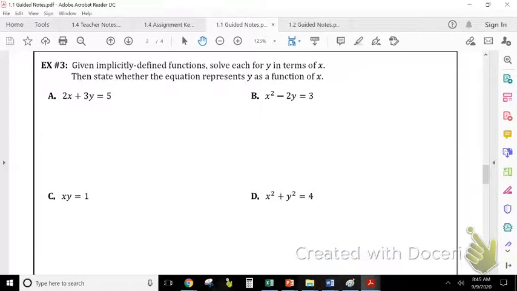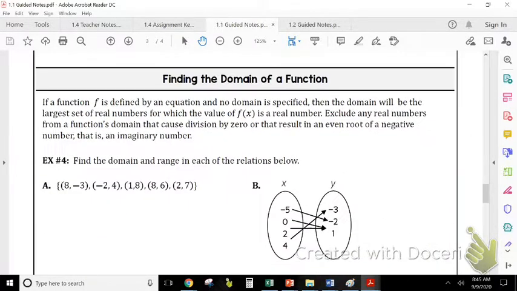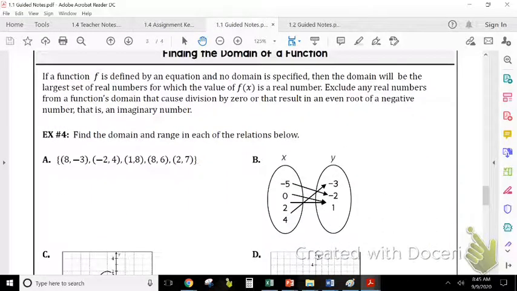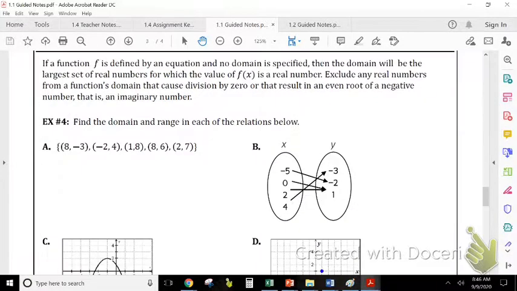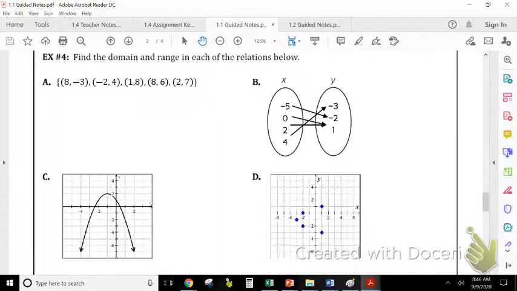All right, let's keep going. So finding the domain of a function. It says if a function f is defined by an equation and no domain is specified, then the domain will be the largest set of real numbers for which the value f of x is a real number. Exclude any real numbers from the function's domain that cause division by 0 or that result in an even root of a negative number, that is, an imaginary number. So it tells us here to find the domain and the range of each relation below.